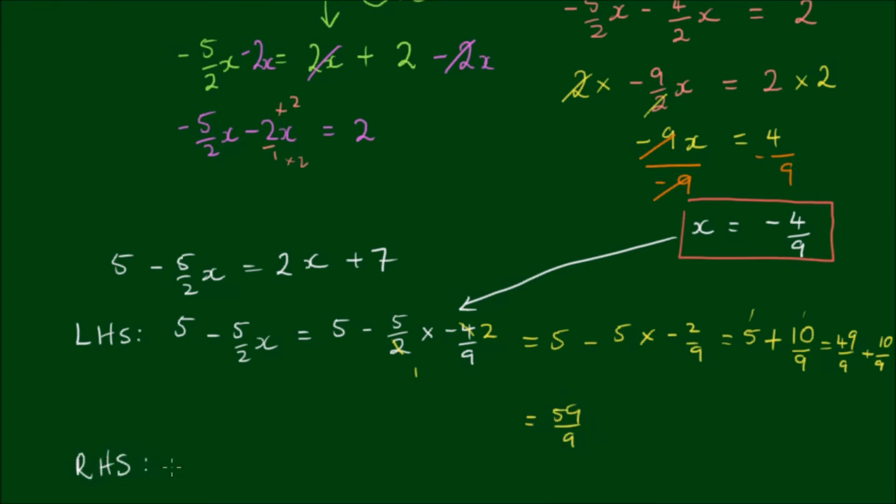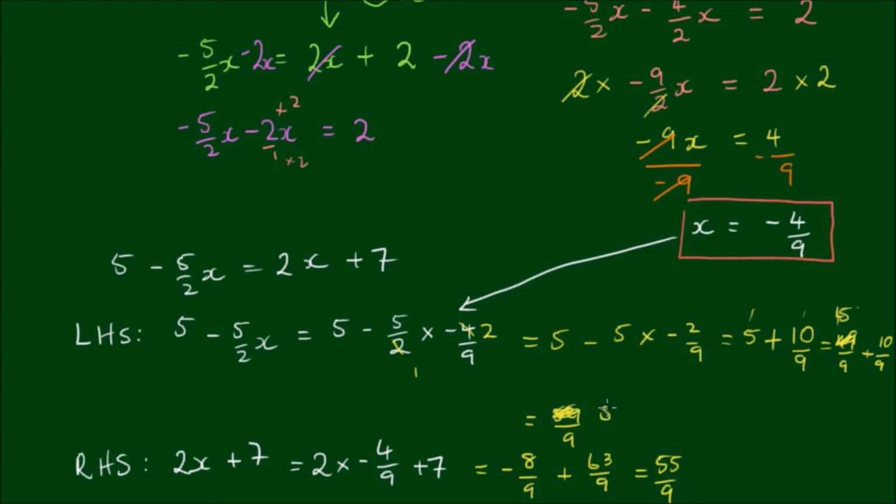On the right-hand side we have 2x plus 7, which equals 2 times negative 4 on 9 plus 7. This is equal to negative 8 on 9 plus 7, and 7 as a fraction is 63 on 9. So we have negative 8 plus 63 on 9, so that's equal to 55 on 9. Okay, I'm sorry, I've made a mistake here. This 5 is actually equivalent to 45 on 9. So 45 plus 10 is equal to 55, so 55 on 9. My apologies for that.